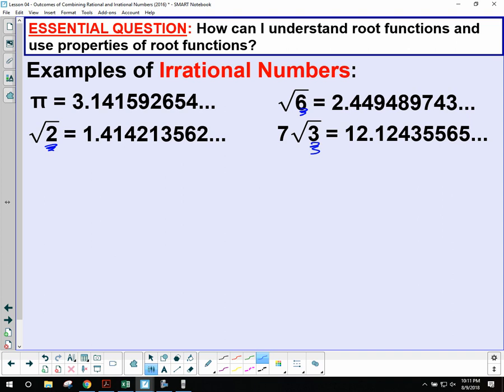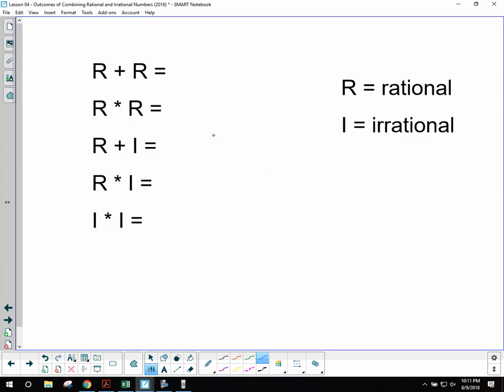Now, here's some good notes you're going to need to jot down. If you have a rational plus a rational number, it's going to be rational. Oops, let me make a better looking R. If you have a rational times a rational, it's going to be rational. Now, if you have a rational plus an irrational, it's going to be irrational. If you have a rational times an irrational, it'll be irrational.